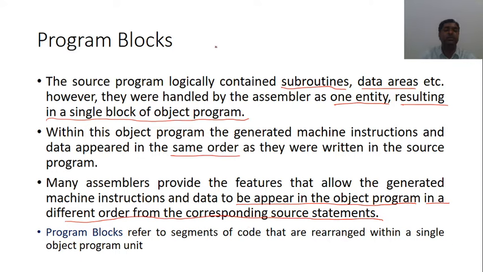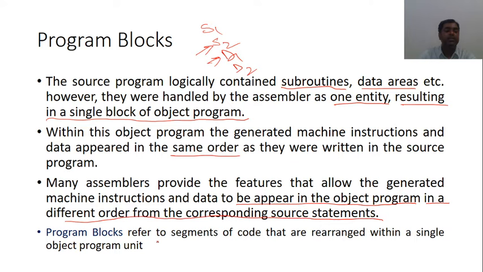That means if in the source program S1 and S2 instructions are written, that are simple instructions, and D1 and D2 instructions are written, that are basically just reserving the data area. Now in some assemblers, or generally in all assemblers, these statements may appear in a different order from how they were written in the source program.